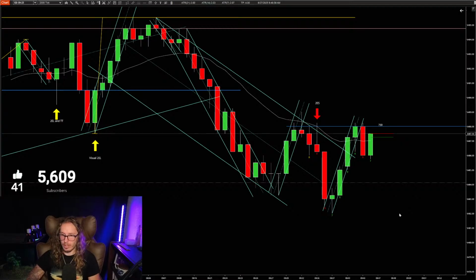So let's see, but it has to form the right way. What we don't want is a first entry move up that creates a failed second entry short that then goes higher, because that could also happen here. Remember, we need a new high on the Big Daddy and we need a new low here.